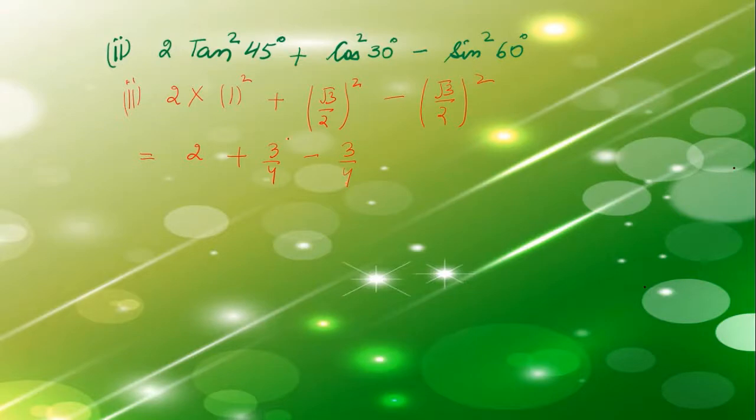Second part is 2 tan square 45 degree plus cos square 30 degree minus sin square 60 degree. So you know, 2 multiplied by tan 45 is 1, so it will be 1 square plus cos 30 is root 3 by 2, root 3 by 2 whole square minus sin 60 is root 3 by 2 whole square. So it will be 1 square is 1, 1 multiplied by 2 is 2 plus root 3 square is 3, 3 upon 4 minus 3 upon 4. You can cancel this, so the answer is 2.